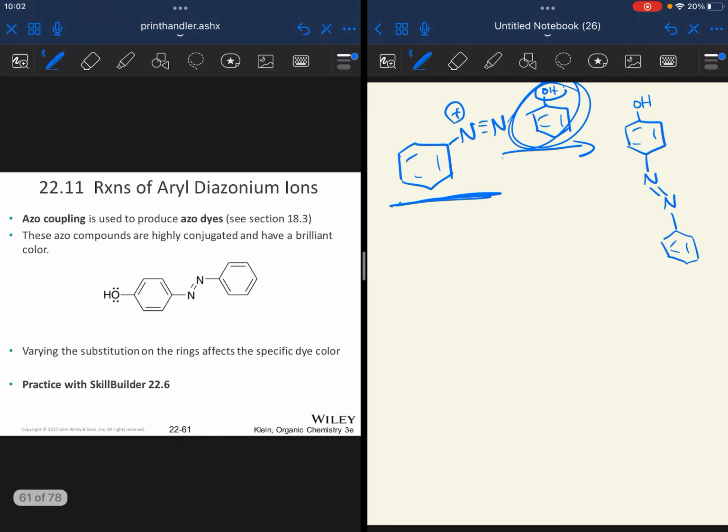And it makes some really cool dyes. You guys saw in lab, we had yellows and oranges and reds. All of that conjugation through both rings and then through that azo coupling here in the middle leads to a lot of kind of bright, brilliant colors. Varying the substituents, so we had like a sulfonyl group. You may have used naphthol, which has another benzene ring, or salicylic acid, which has some different functional groups. All of the ways you could modify this structure can affect the color.